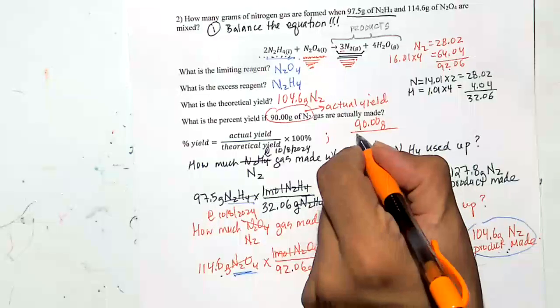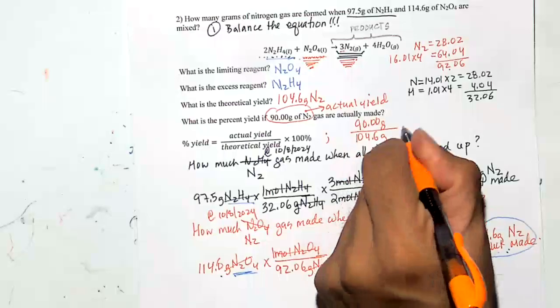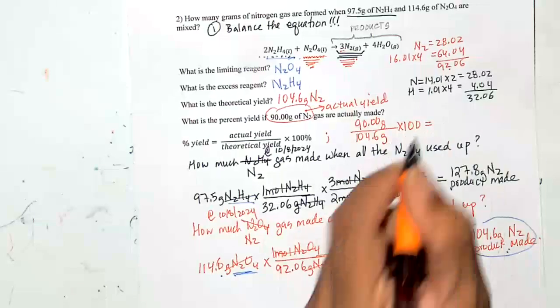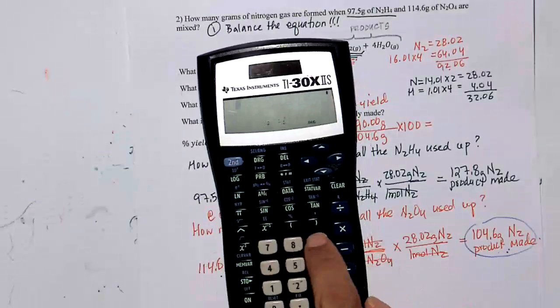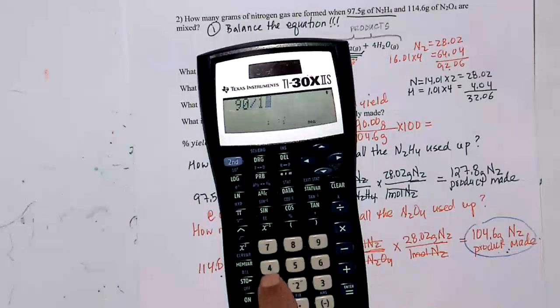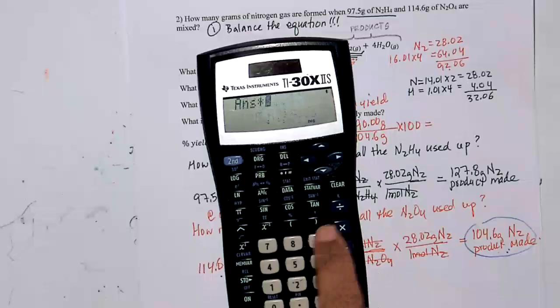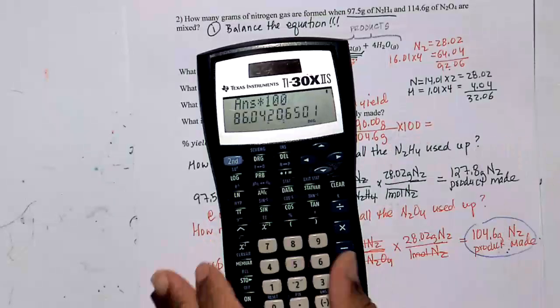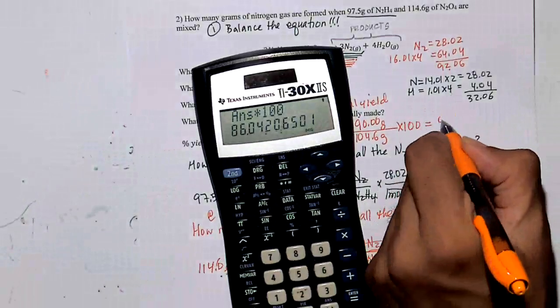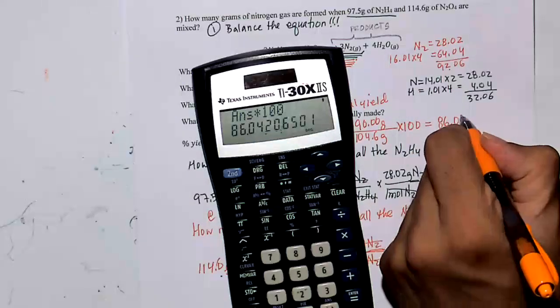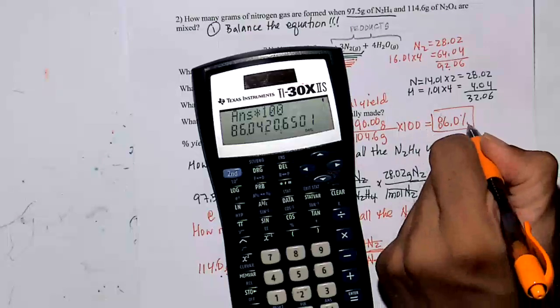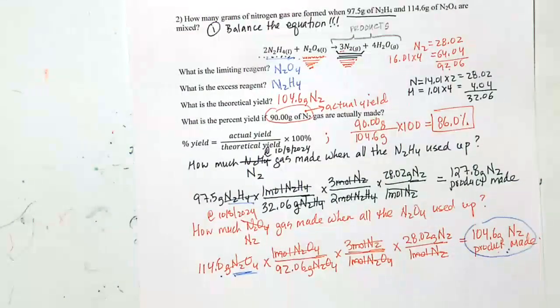And our theoretical yield calculated here is 104.6 grams, if everything were perfect. And then what is this on our calculator? Don't forget to times 100 to make it into a percent. You got 86 something percent? We'll go with 86%. So that is a limiting reactant problem.